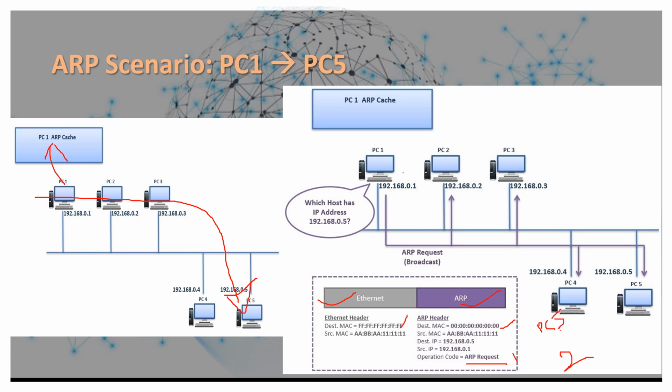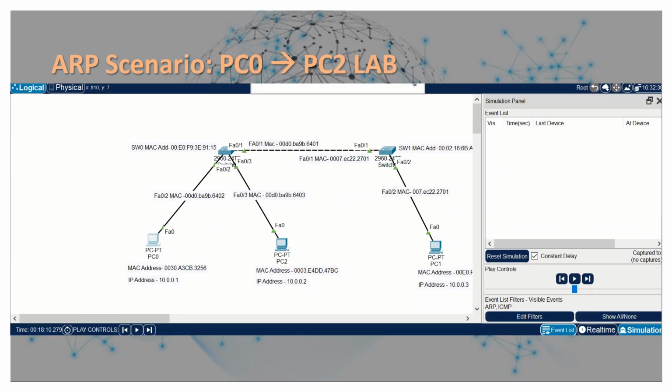Yeah. And now let's go and see the actual scenario, how it's going to work in the packet header. Let's see a small scenario of how PCs are communicating with the ARP protocol by using the source and destination IP addresses. I'm going to ping from PC0 to PC2. Let's see how it's going to work.